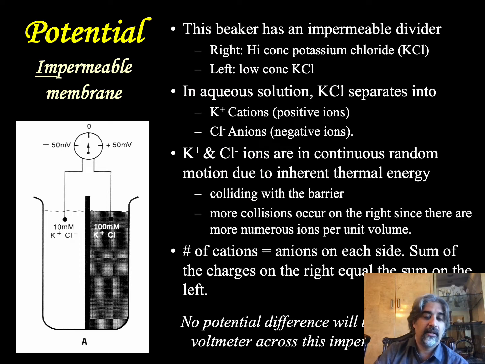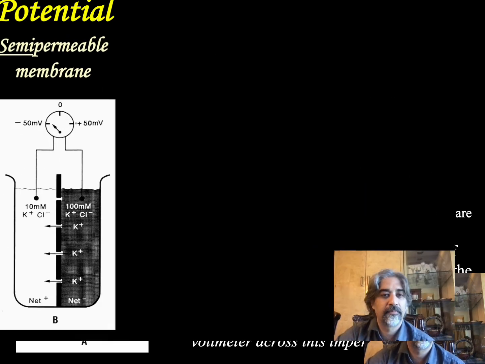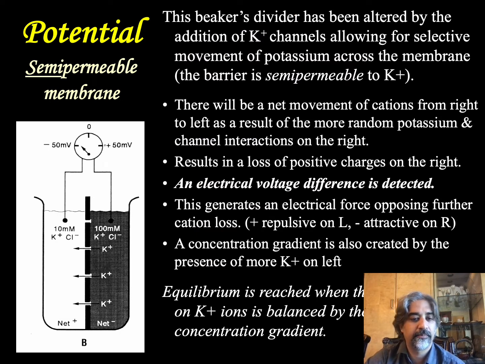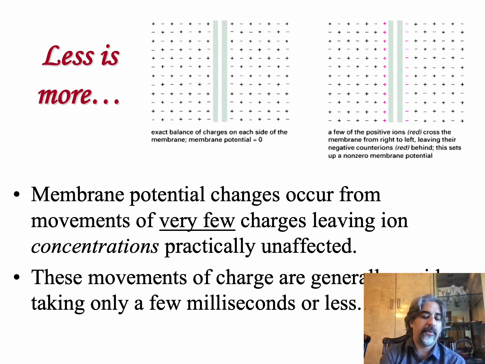This is a description in Dumitru about non-permeable versus semi-permeable solutions, and I do recommend you look at this to understand the electrogenic nature of semi-permeable membranes. Here is the second slide. So membrane potential changes can occur with just movement of very few charges from one side to the other, and so concentrations will probably not be affected as much as voltage is, and these movements of charges are generally happening very fast, within a few milliseconds.